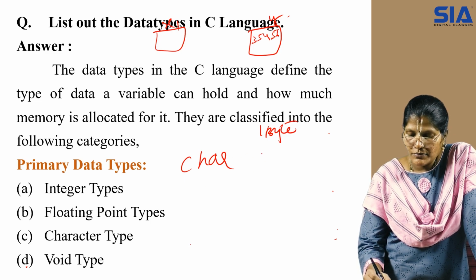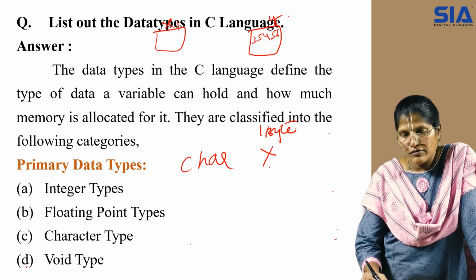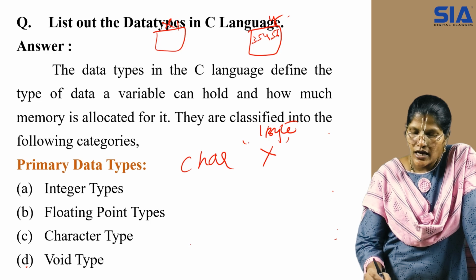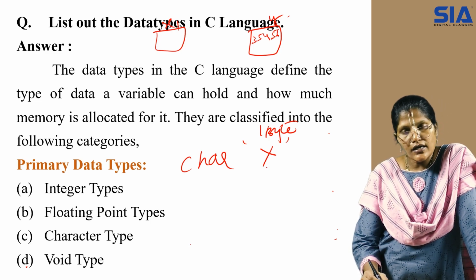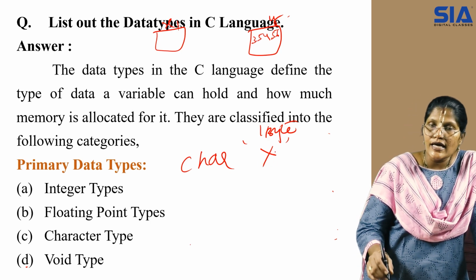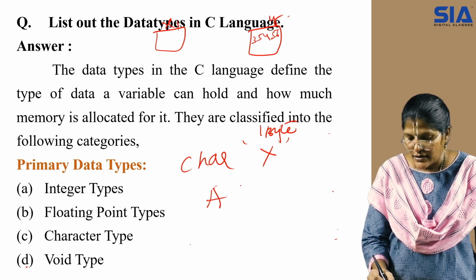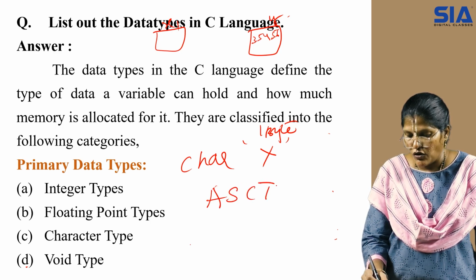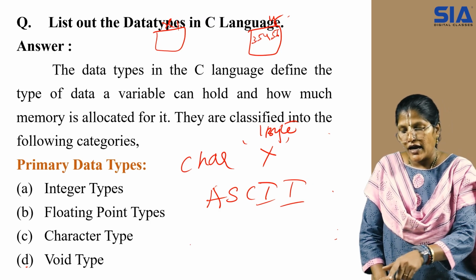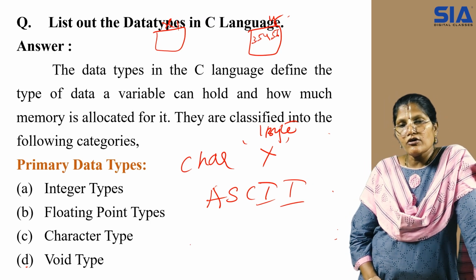For example, if I am declaring a character X, X is an alphabetical value, so we have to use inverted commas. Inverted quotes have to be used when you are declaring an alphabetical value. The values we follow within C are in ASCII format, that is American Standard Code for Information Interchange. Whatever the ASCII value of X is, that will be retained by the character. So this is about the character data type.